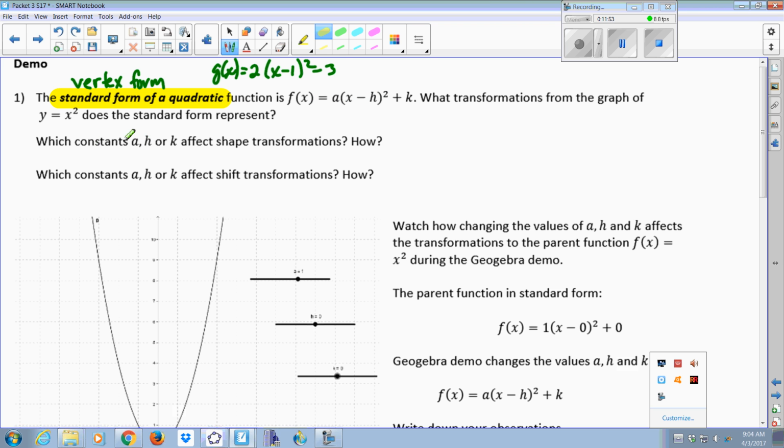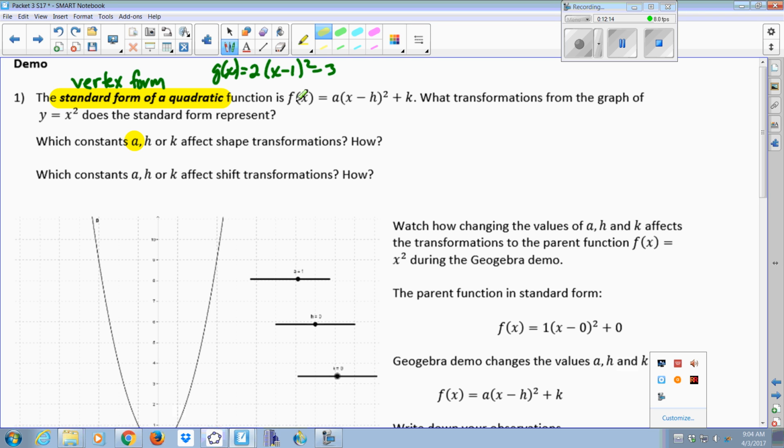Which of these constants, h, a, or k, affect the shape of the transformations? Which one of these constants affects the shape? A. Okay, so now I'm going to turn off Eva, so she can't contribute for a few minutes. Okay, so she answered A.